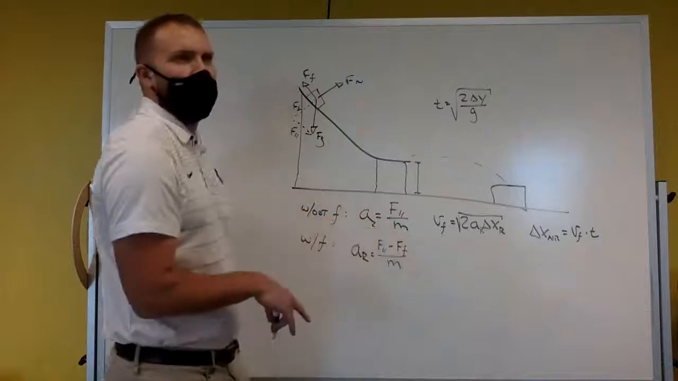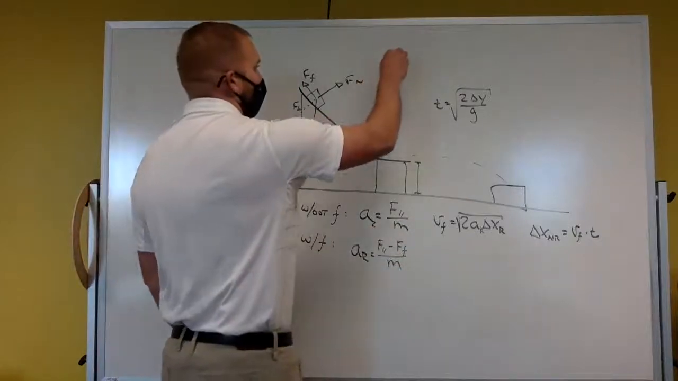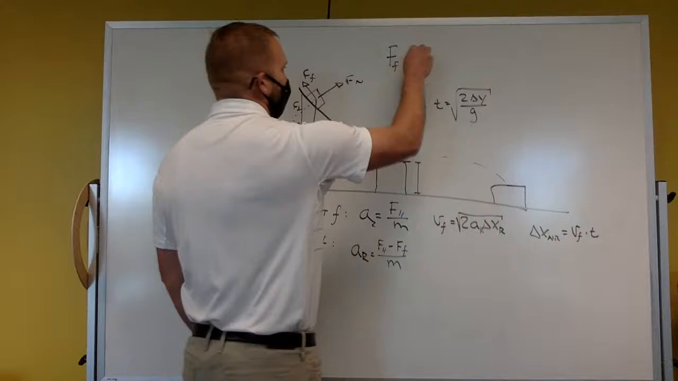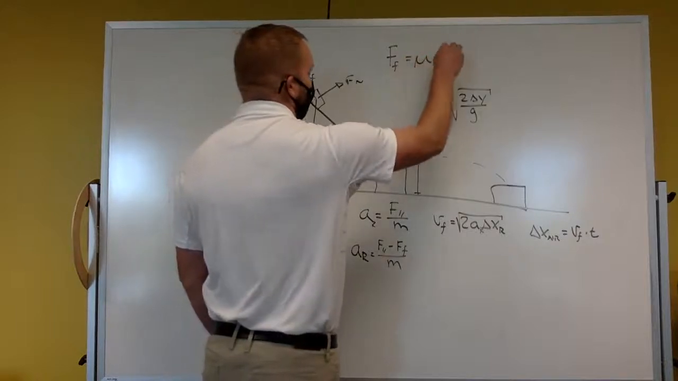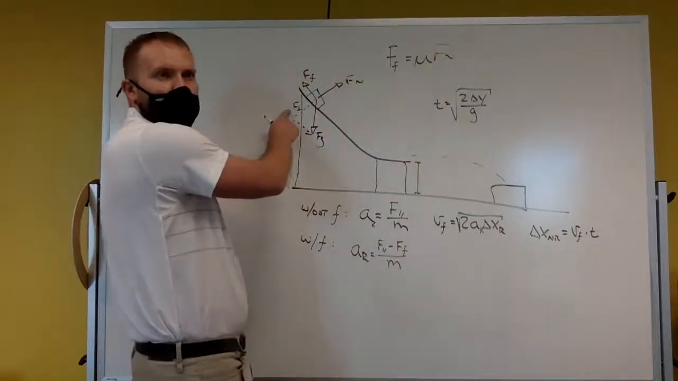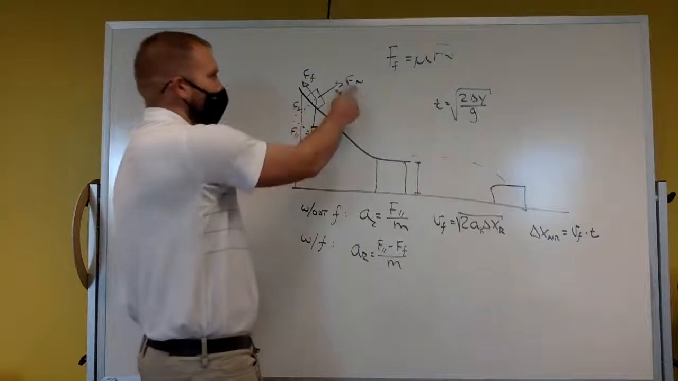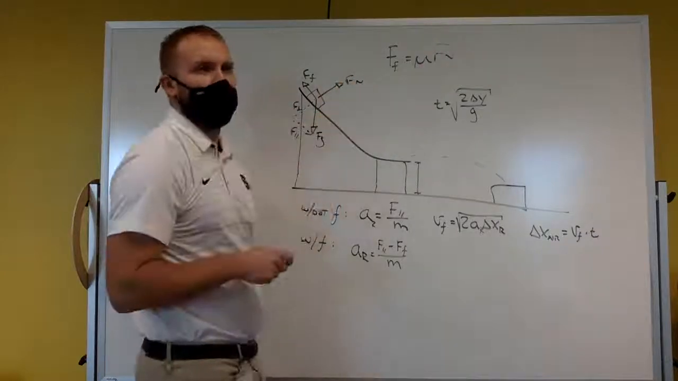We know how to solve for force of friction. Force of friction is my coefficient times the normal force. So you're going to have to find the perpendicular component. That's my normal force. I give you the coefficient of friction.